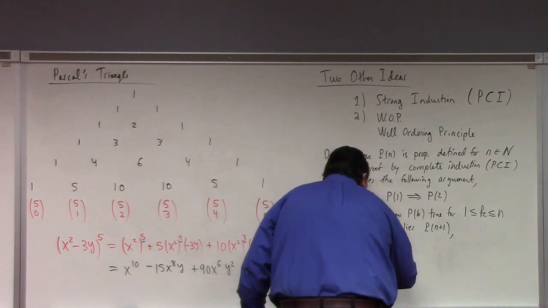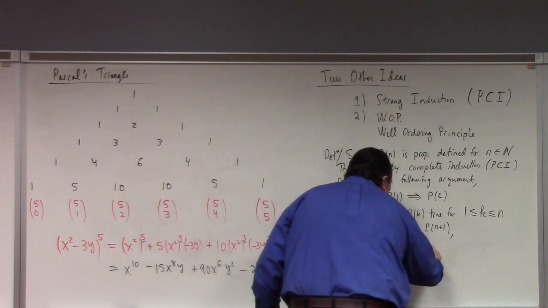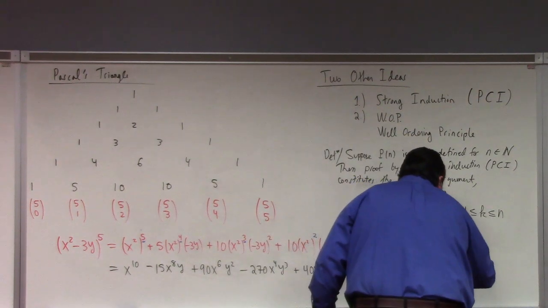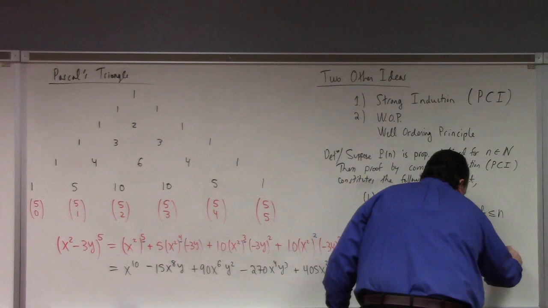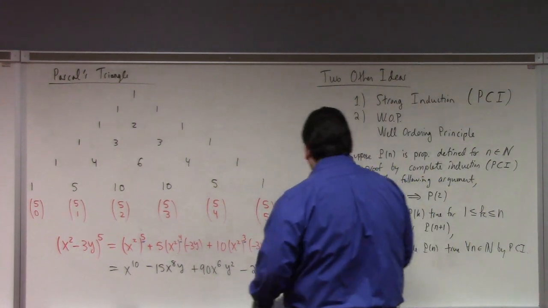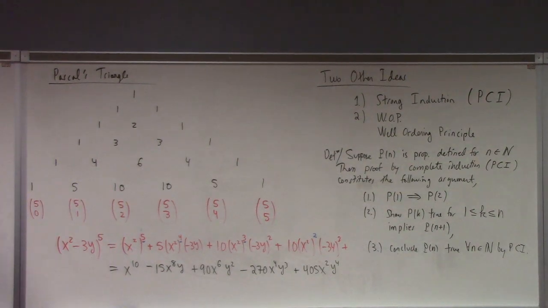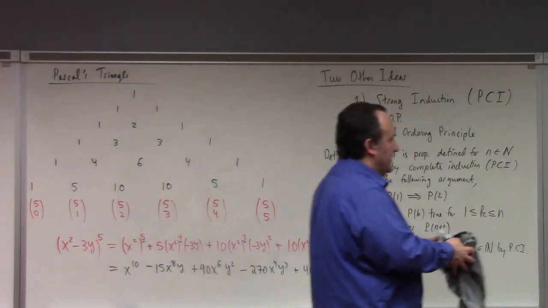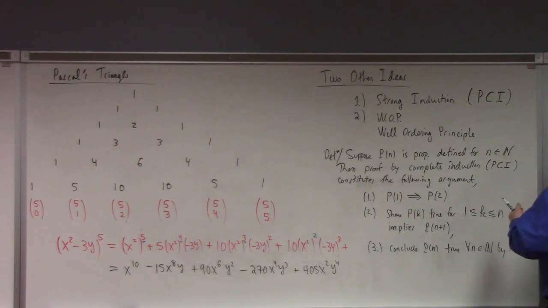3. We can conclude P of n true for all n in the natural numbers by PCI. All right. So what's the difference here with strong induction versus what you might call regular induction, or, if they're going to make a distinction, weak induction, right? So what was the logical structure, if I don't confuse m and n in my proof and actually complete the thought, for example.